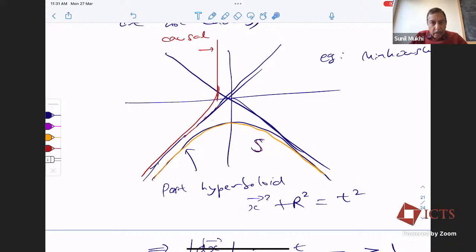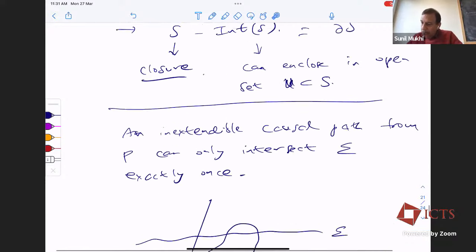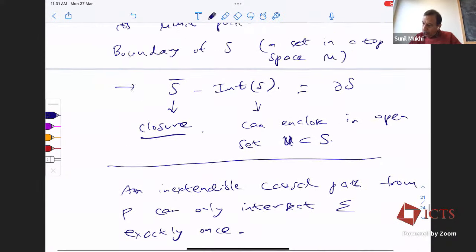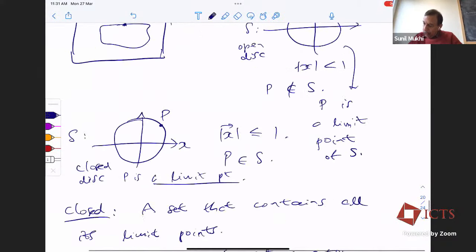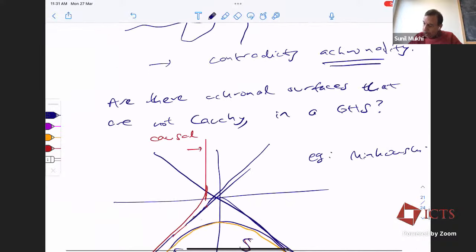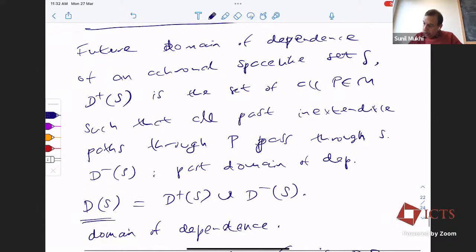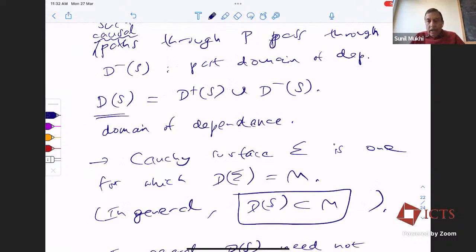But now I suddenly got a panic attack. So give me a second. Did I have to say future domain of dependence? Let me just check the definitions. I should have said causal. Did I write causal? Sometimes I forget to write the important word, and this is not forgivable. And you should catch me. Yeah, causal.